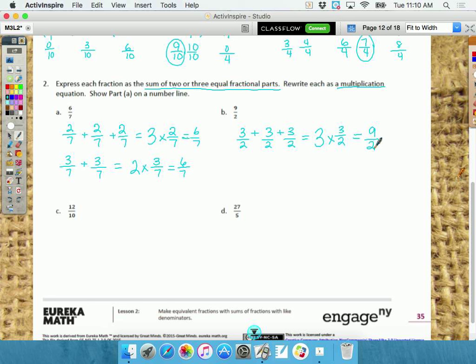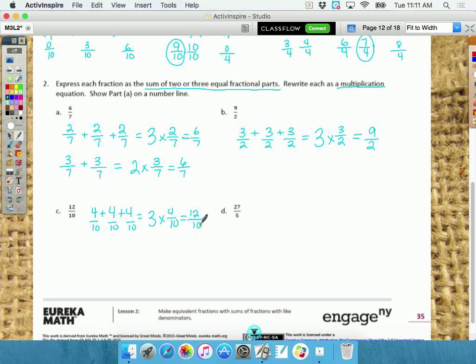Now I have a question for you. Well, I'll get to that in a minute. So let's move down to the next problem. 12 tenths. So let's just think about the number 12. Amanda? 4 plus 4 plus 4 equals 12. And what's my denominator? 10. Very good. Now, how many copies do I have right now of 4 tenths? 3. So it's 3 groups of 4 tenths equals 12 tenths.